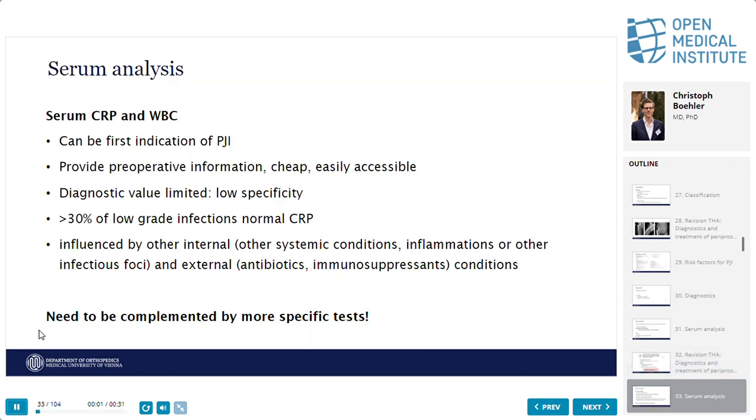So for serum analysis, you should get it. It can be the first indication for a PJI. They're cheap, easily accessible. You should be aware of the low specificity. If the patient has any other infection, this also could cause an elevated CRP. 30% of the low-grade infections have a normal CRP, and as said, other conditions could cause an elevated CRP or white blood cell count levels.